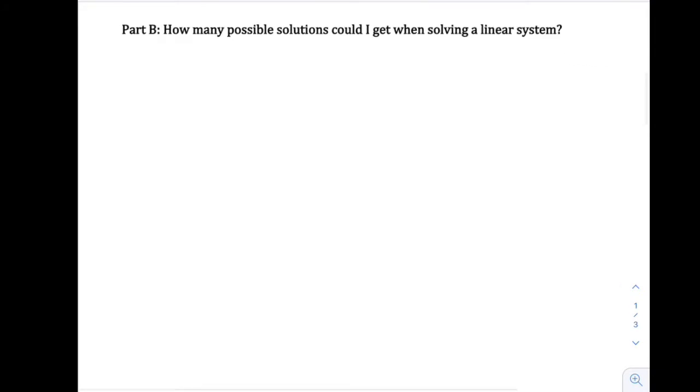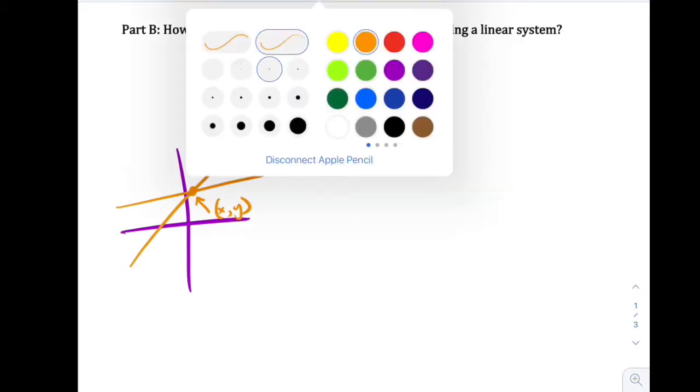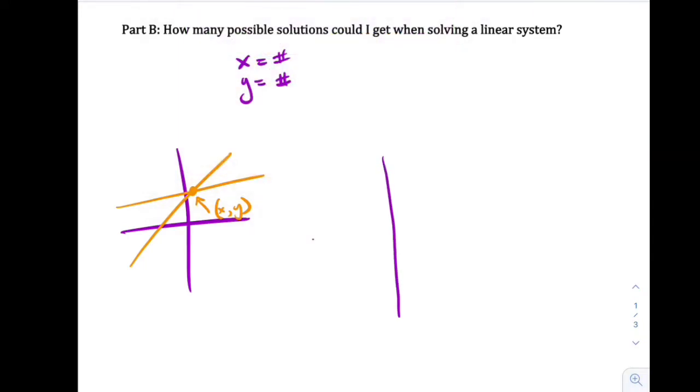Next, how many possible solutions can you get when you solve a linear system? Now, for all the ones we've seen, we've all got x is equal to some number and y is equal to some number. Well, that's because when we graph, we have had one spot where we have an x and y coordinate. So we can simplify this question down and say, well, how many ways can lines intersect each other? Well, what would happen if we had two parallel lines? What would happen in a case like that? What would be the solution?